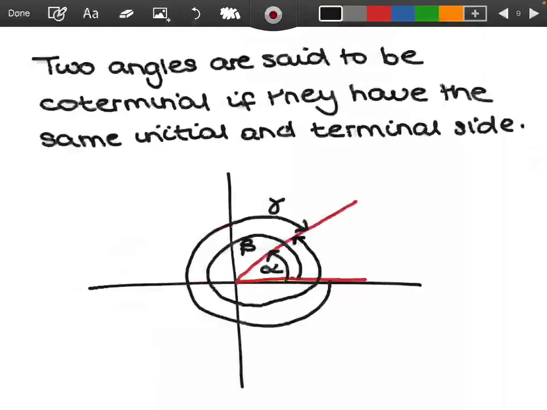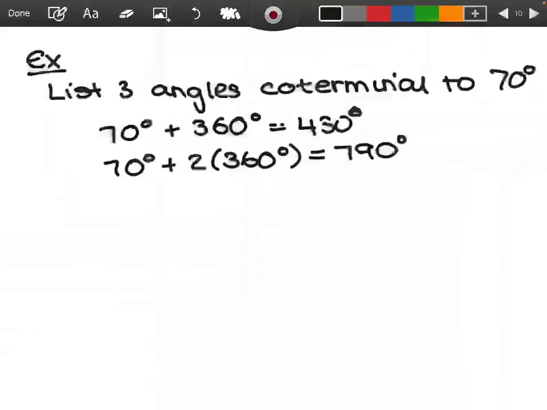If we go back to this, I can also go backwards. Okay? I can take whatever my angle alpha is and I could subtract 360 degrees from it. That will give me that angle gamma that we have here. So if I take my initial angle alpha and I subtract multiples of 360 from it, I'm going to end up with some more angles that are coterminal to it. So we'll do one more by subtracting 360 degrees from it.